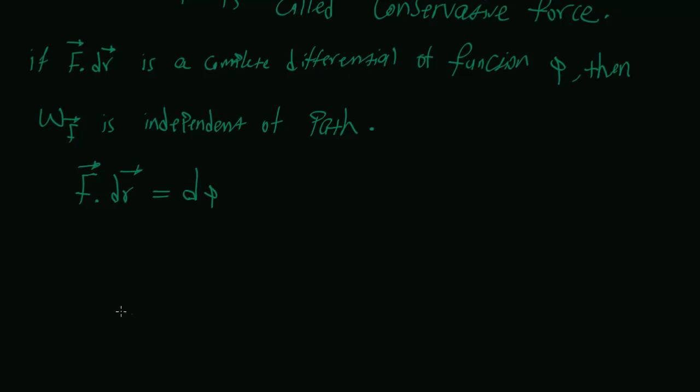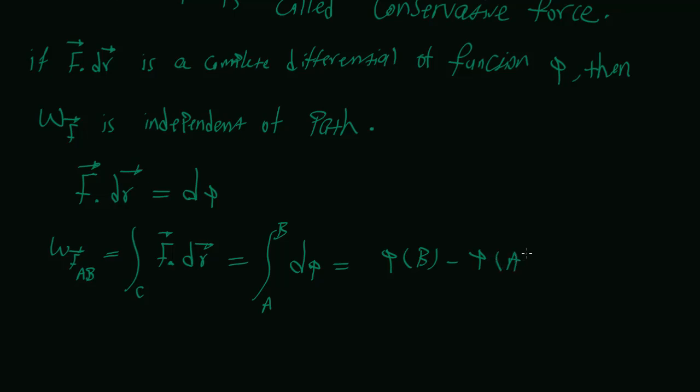This is very easy to show. We would say that W_F, from A to B, is equal to the integral of F dot dr on path C. If F dot dr is a complete differential like d phi, then we can write this as the integral of d phi, and this is just a single valued function from A to B. So we get phi B minus phi A. This quantity doesn't depend on the path from A to B anymore, and therefore the work of force F is independent of the path.